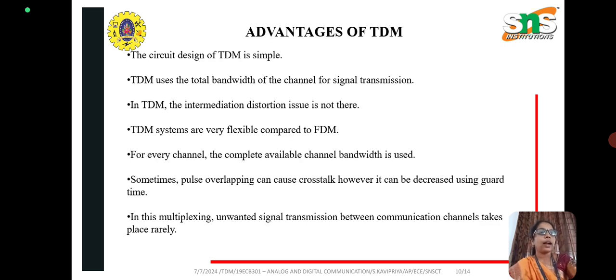And next are the advantages of this TDM. The circuit design of TDM is very simple. TDM uses the total bandwidth of the channel for signal transmission. In TDM, the intermodulation distortion issue is not there. And TDM systems are very flexible compared to FDM. For every channel, the complete available bandwidth is used, and sometimes pulse overlapping can cause crosstalk. However, it can be decreased using guard times.